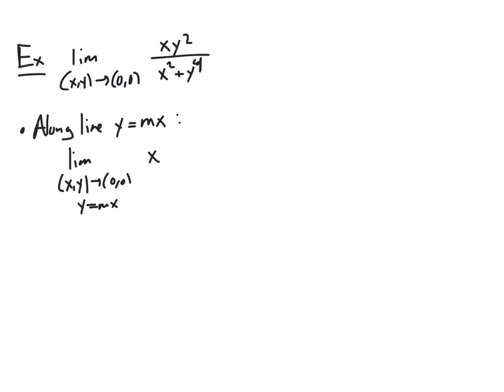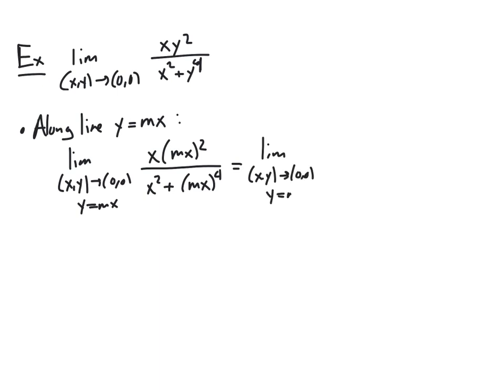So the numerator becomes x times (mx) squared. The denominator is x squared plus (mx) to the 4th power. And so we're just going to do some algebra with this particular function. So we have the limit as (x,y) approaches the origin along y equals mx. The numerator here is m squared x cubed. And the denominator is x squared plus m to the 4th times x to the 4th.